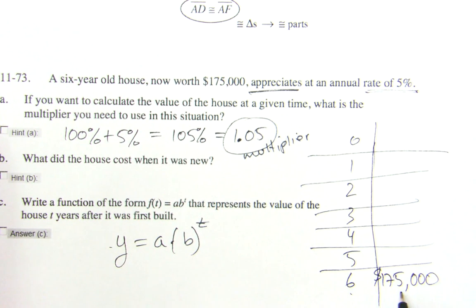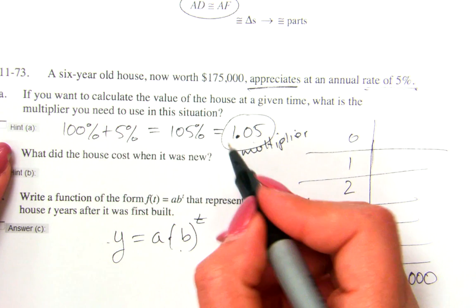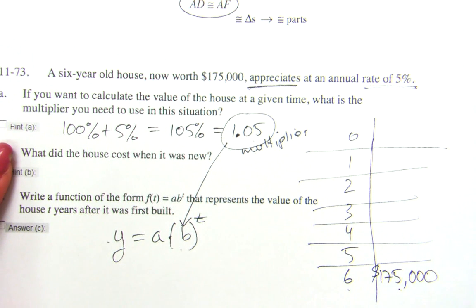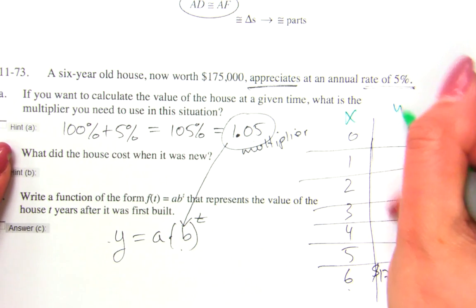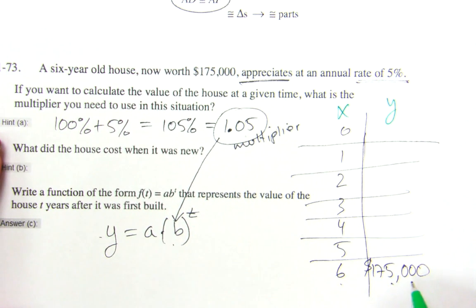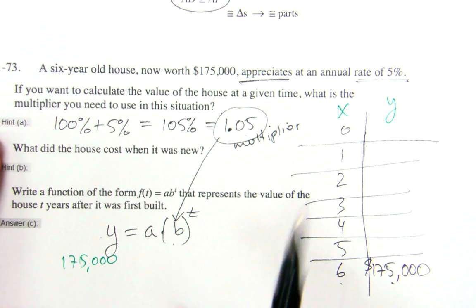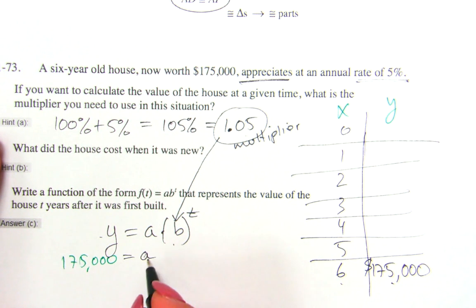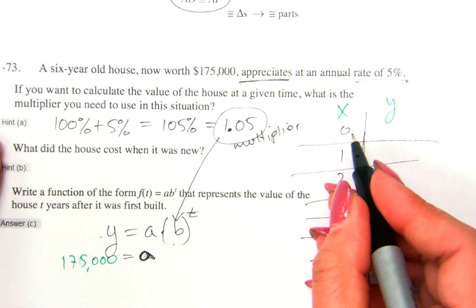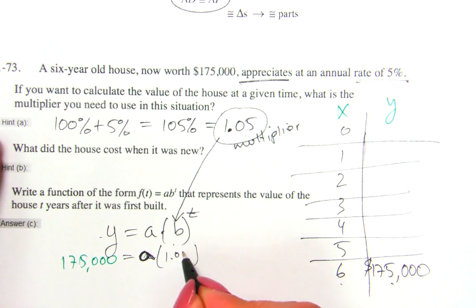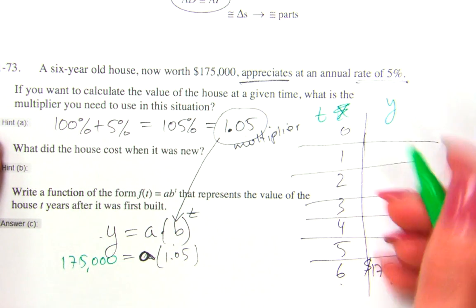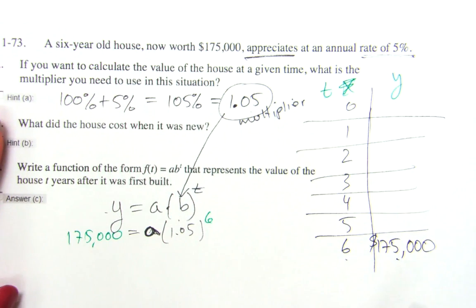All right, well, we know 6 and 175,000, and we know b. Your multiplier is actually the b value. So 6 is going to be my x. 175,000 is going to be my y. So y, 175,000, is going to equal a, which we don't know. A is going to be our starting value. How much did the house actually cost when we first bought it? B is 1.05, and we know t, or time, or in this case, I guess we can say x, is going to be 6.